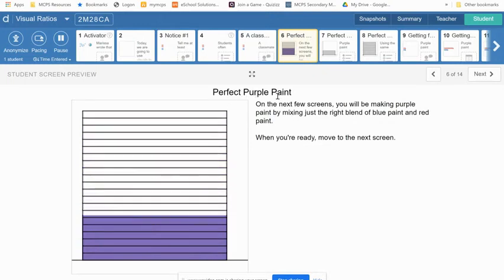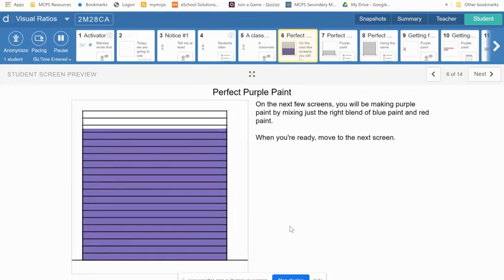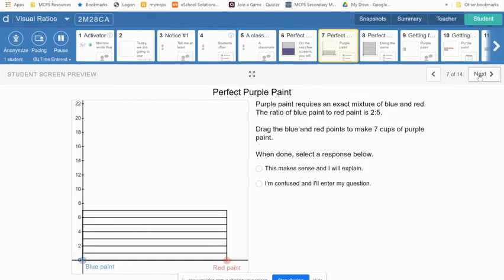Perfect purple paint. On the next few screens, you'll be making purple paint by mixing just the right blend of blue paint and red paint. When you're ready, move to the next screen. Purple paint requires an exact mixture of blue and red. The ratio of blue paint to red paint is 2 to 5. Drag the blue and red points to make 7 cups of purple paint. When done, select a response below. This makes sense and I will explain, or I'm confused and I'll enter my question.